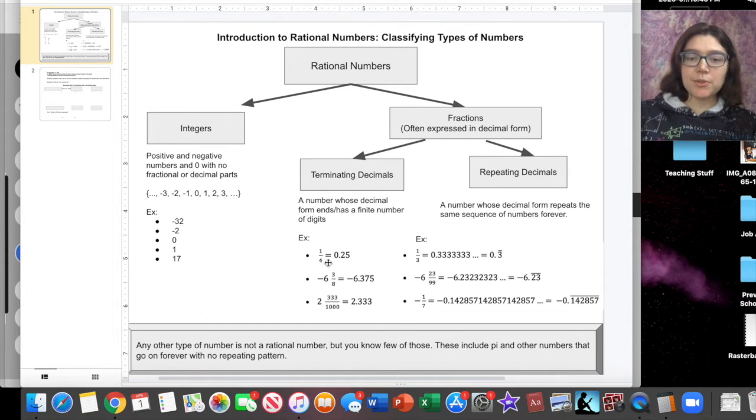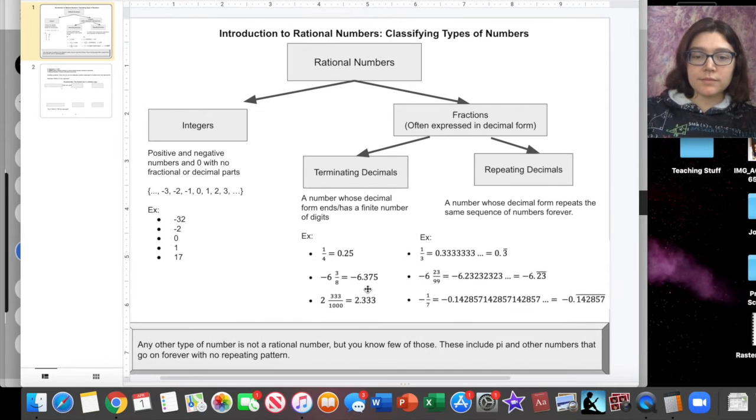So some examples would be the number 1/4 and 0.25. And then here we have -6 3/8. In decimal form, that's -6.375. So that's a number whose decimal form ends, and it's negative here, but that doesn't change anything.